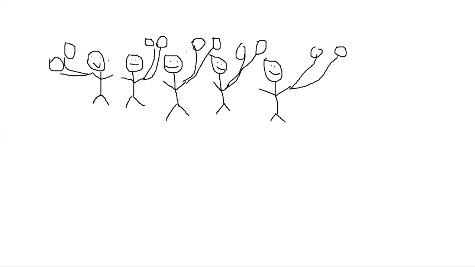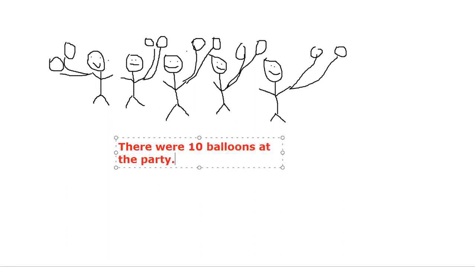Now, let's see. What is this question asking us? It says, how many balloons are at the party? So the question is asking us, how many balloons do we see at this party? So guess what? All we have to do now is add the balloons. 1, 2, 3, 4, 5, 6, 7, 8, 9, 10. Then you're going to take your pencil and you're going to say, there were 10 balloons at the party. Okay? So that is how you solve a word problem.